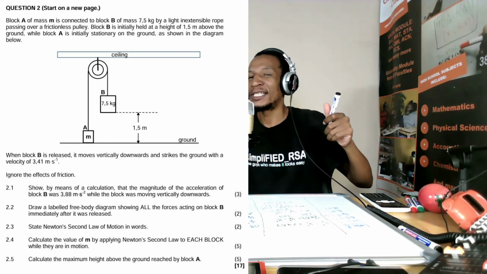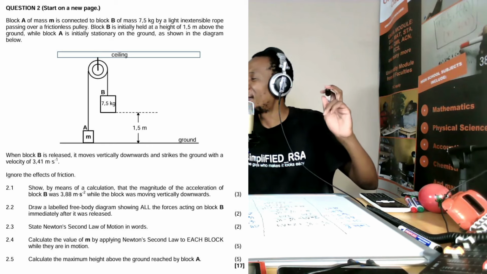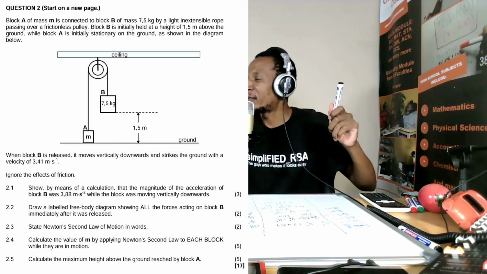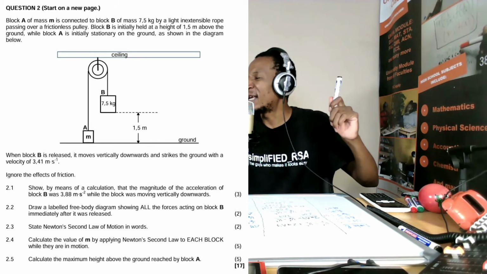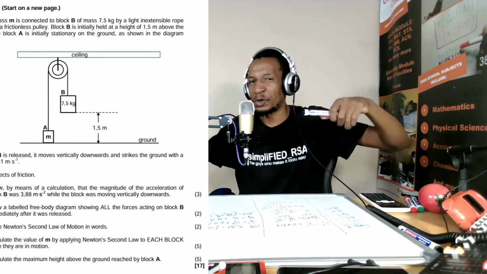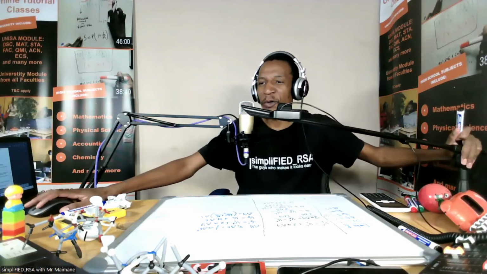The second question, 2.2, I believe most students will take this mark home. We have to draw a labeled free body diagram showing all forces acting on block B immediately after it was released. So all the forces when it was in the air somewhere there. Easy question, this one. This is how you approach it.